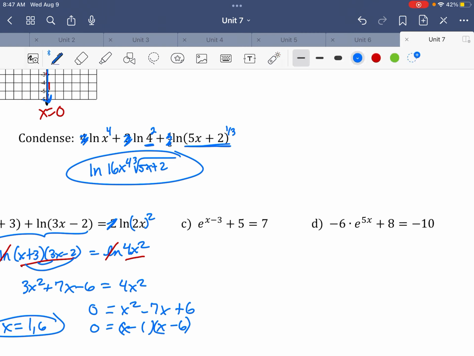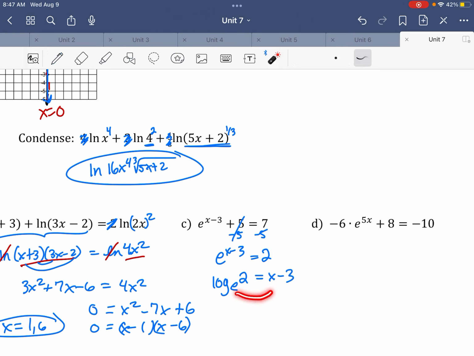All right, on these last two, these are exponential functions with the base e instead of a base like a 2 or a 5 or something like that. So I'm going to isolate. I'm going to take away 5 from both sides. All right, I have e to the x minus 3 equals 2. And you have an exponential function that you can't solve. You're going to write it as a log. So I would write this as log base e of 2 equals x minus 3, right? Because that's what my problem says. e to the x minus 3 equals 2.